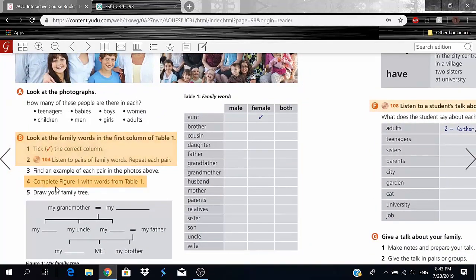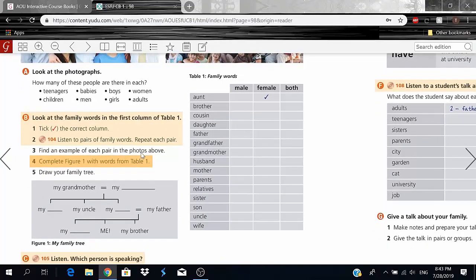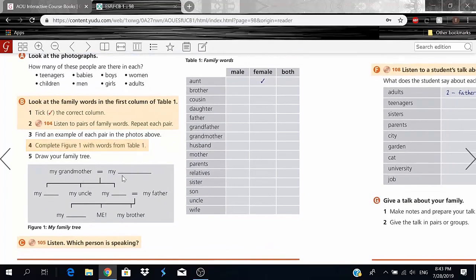So now let's move to the rest of exercise B. Here we have draw your family tree. This one's going to be entirely up to you, however you like to write it, okay? Here we have my grandmother equals my dash, right? And then with these two, you get dash, dash, dash, and then your father.